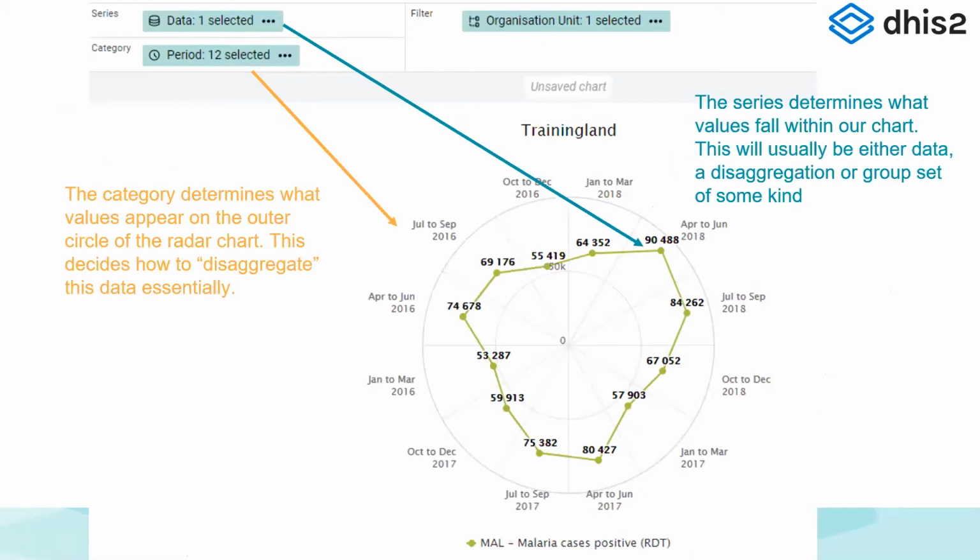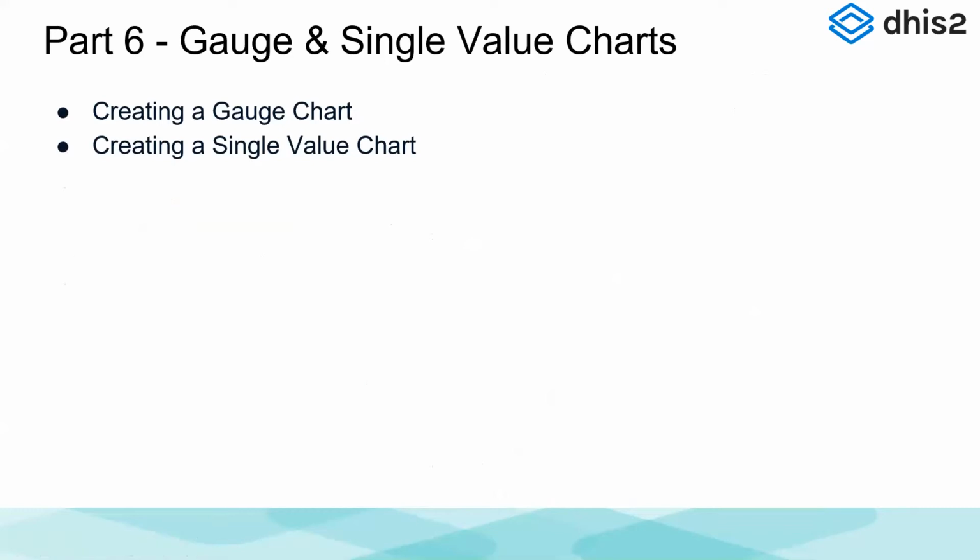So it's important how to determine the category and series also here, even in the radar charts. As I showed, the series will come inside as the lines, and the categories will come on the outside of the radar. So right, we'll move on to the next part of the presentation.